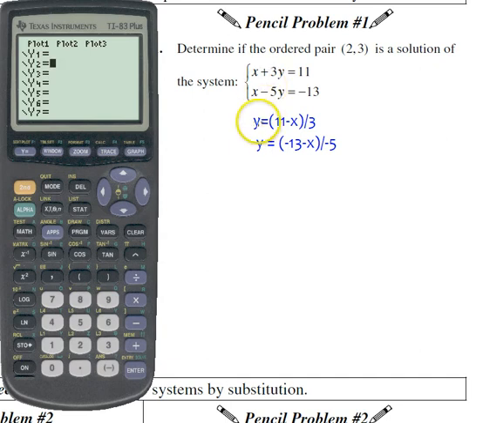So the first equation would be y is equal to (11 minus x) over 3. The second equation would be (-13 minus x) over -5. So I'm going to go ahead and put that in. Parentheses 11 minus x, close parentheses, divided by 3. And open parentheses, -13 minus x, divided by -5, and I graph it.